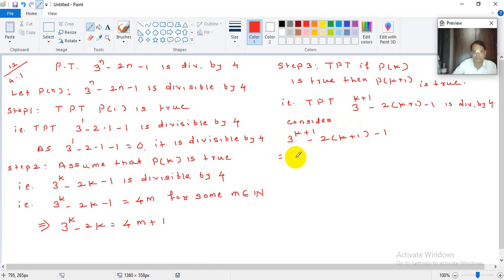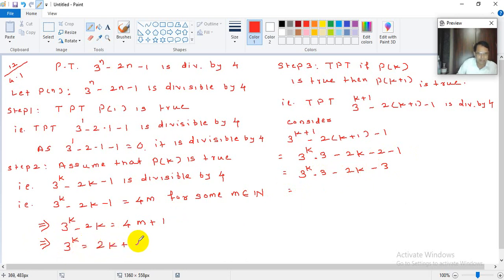So it is equal to what? 3 raised to k plus 1 you can write as 3 raised to k into 3, minus this minus 2 into k plus 1, म्हणजे minus 2k आणि हे minus 2 आणि ते minus 1, म्हणजेच एकूण काय झालं. बघा, 3 रेज टू k इंटू 3 मायनस 2k मायनस 3 झालं हे. आता ह्याच्यामध्ये काय होणार बघा, हे ते 3 रेज टू k आहे. इथे आपण असं म्हणू शकतो ना आणखी, that implies 3 raised to k is equal to 2k plus 4m plus 1. हा -2k पण इकडे आणा.